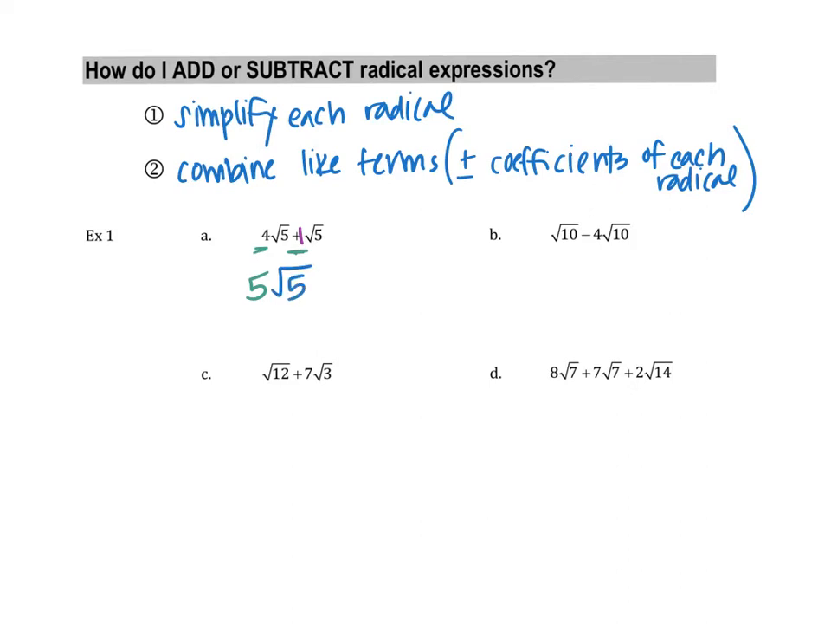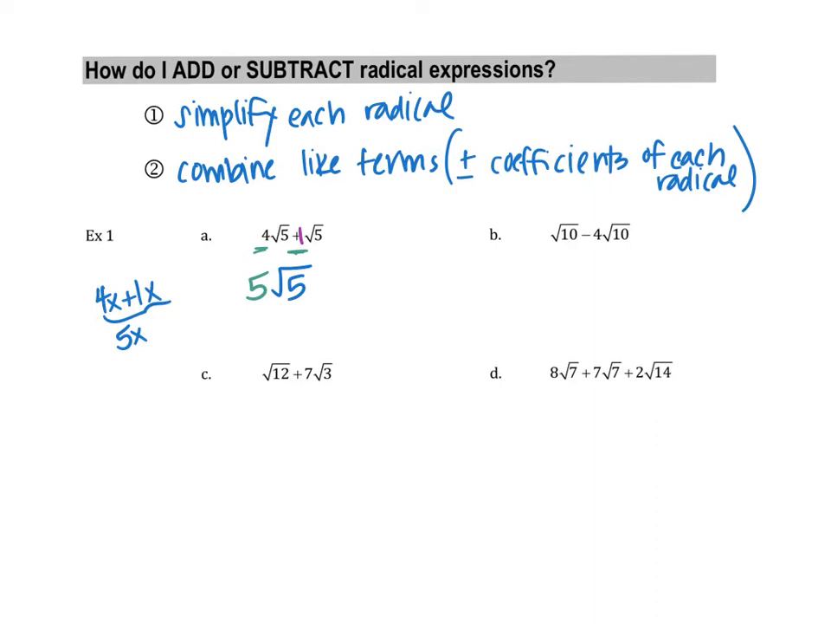Just as if, I'll go back to some polynomials, if I had 4x plus 1x, right, if we were to combine those, we would get a 5x. Notice the x did not change. Same idea with radicals. The radical doesn't change. It just means they're like terms, and we can combine the coefficients together.